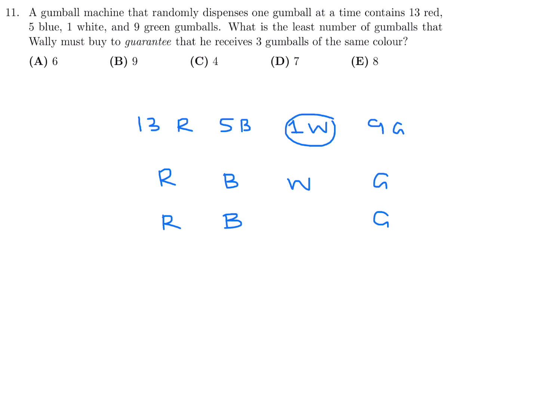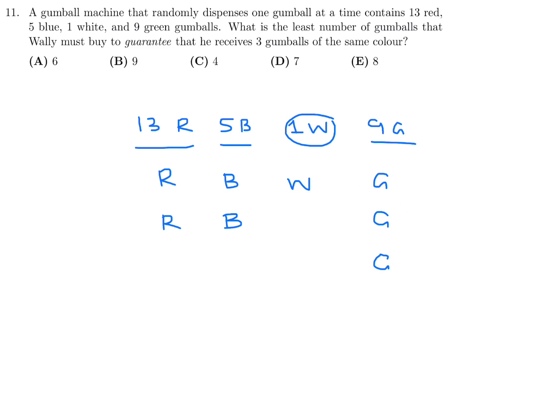Now, at this point, the very next gumball he chooses guarantees that he will get 3 of the same color. For example, for the very next gumball, I can only choose between red, blue, and green, right? Because the white is already done. If I choose a red, there you go, I've got 3 of the same color. Instead of choosing red, let's say I chose a blue. Well, that also guarantees 3 of the same color. Instead of choosing blue, if I chose green, again, it guarantees 3 of the same color.